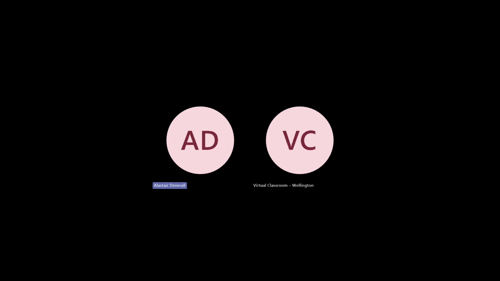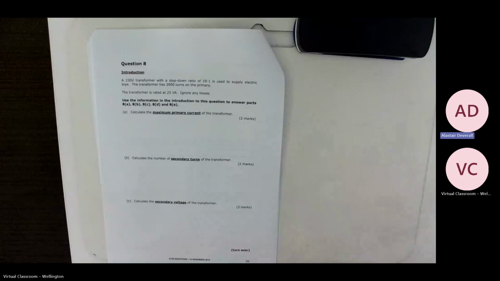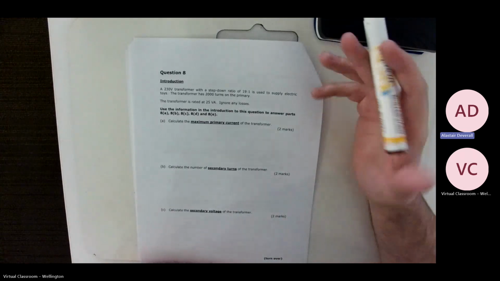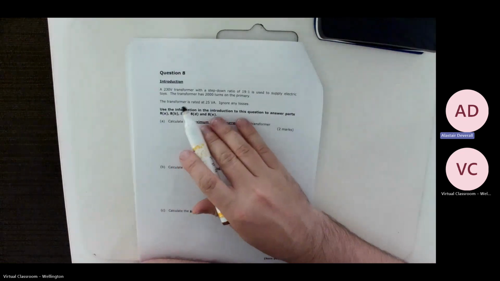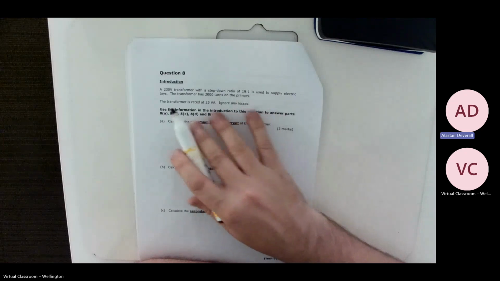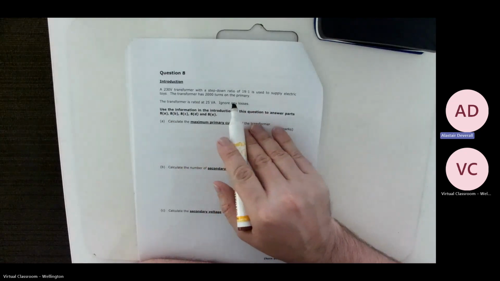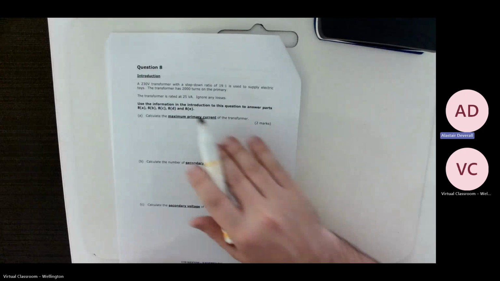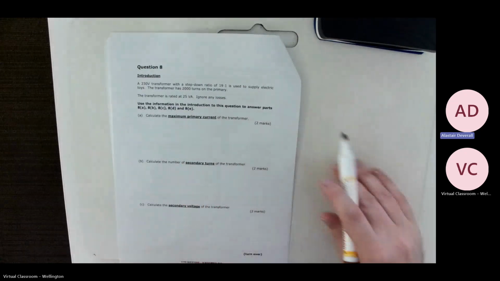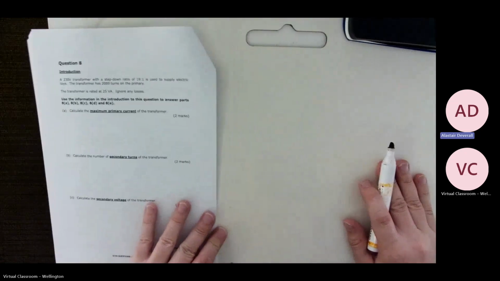We are working with the ET55, 14th of November 2015. We are going to be doing question 8 today. A 230-volt transformer with a step-down ratio of 19:1 is used to supply electric toys. The transformer has 2,000 turns on the primary. The transformer is rated at 25 VA, ignoring any losses. Calculate the maximum primary current of the transformer.